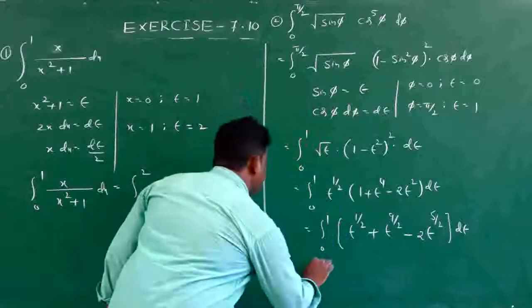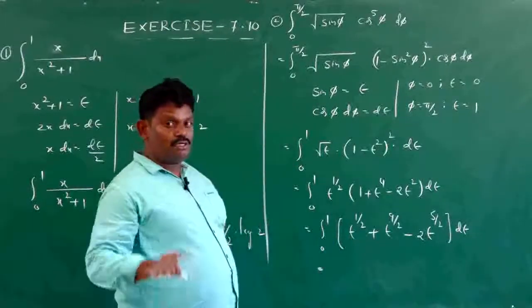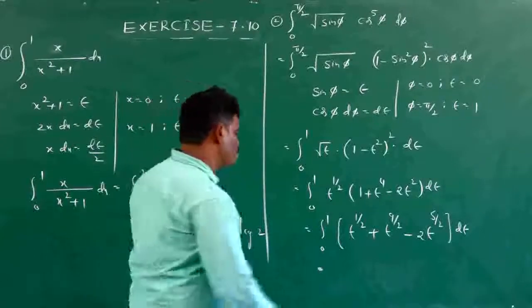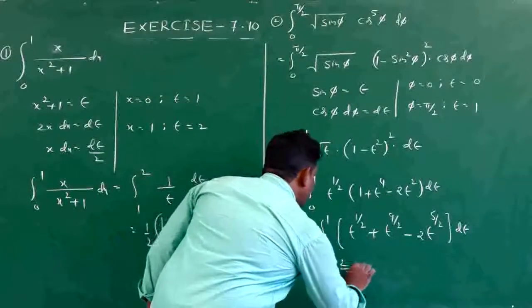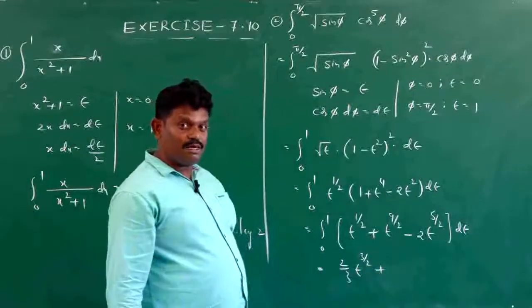Okay? Now we integrate. The integral of t power 1 by 2 is t power 1 by 2 plus 1, that is 3 by 2, so 2 by 3 t power 3 by 2. Next, 9 by 2 plus 1 is 11 by 2.